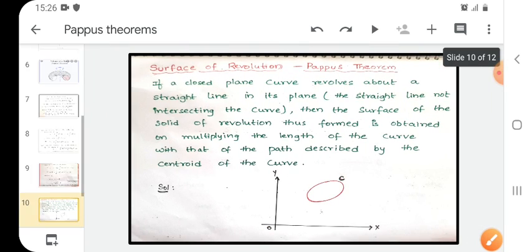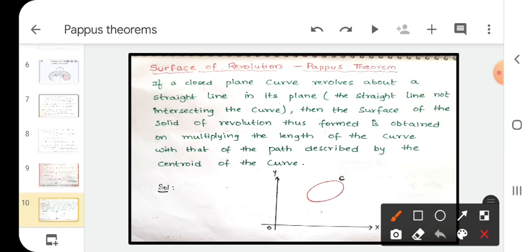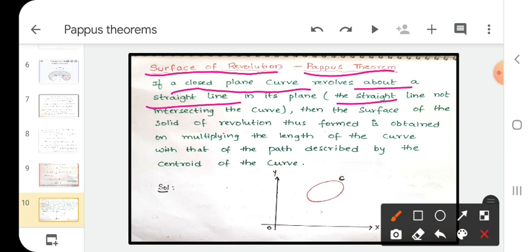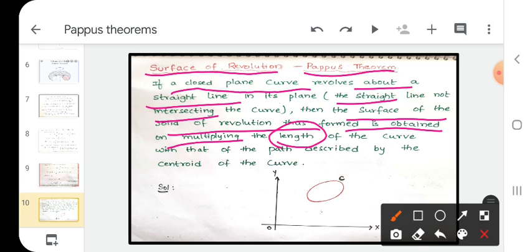Next, surface of revolution. First one is volume of revolution, Pappus theorem about volume of revolution. Second is surface of revolution. Surface of revolution, Pappus theorem: if a closed plane curve revolves about a straight line, and this straight line and the curve are not intersecting, then the surface of the solid of revolution obtained is found by multiplying the length of the curve with the path described by the centroid of the curve.